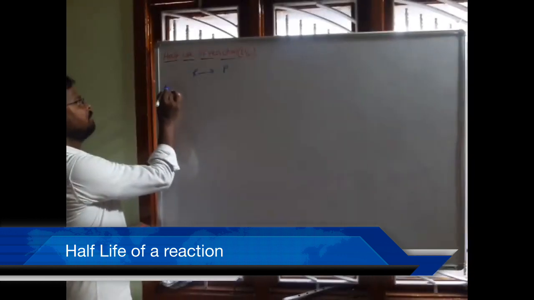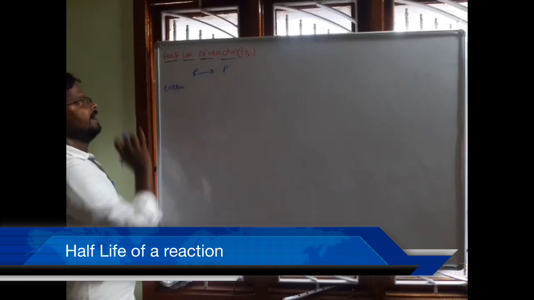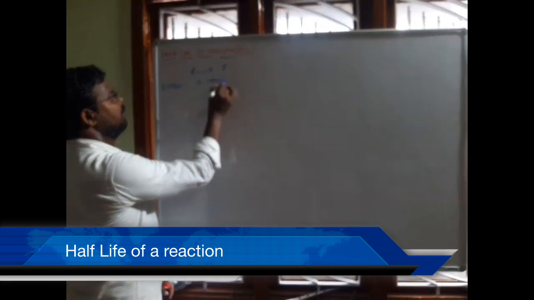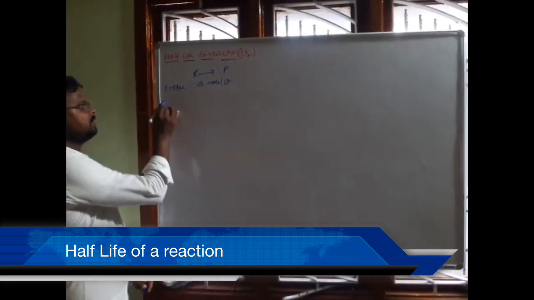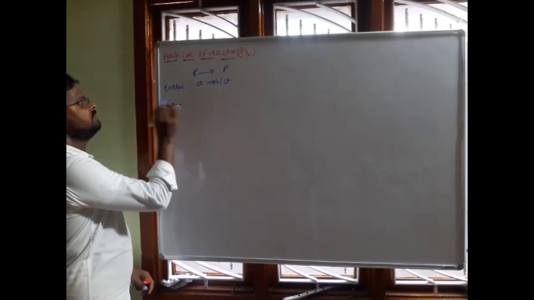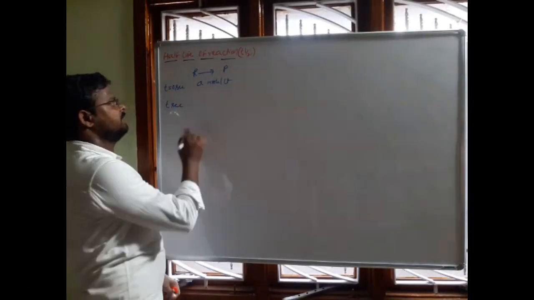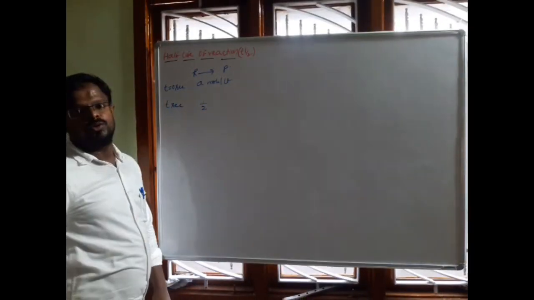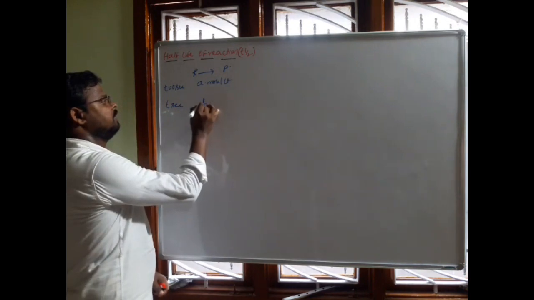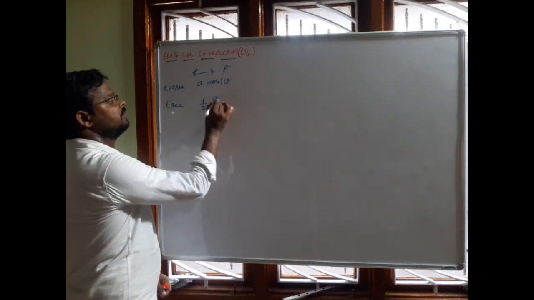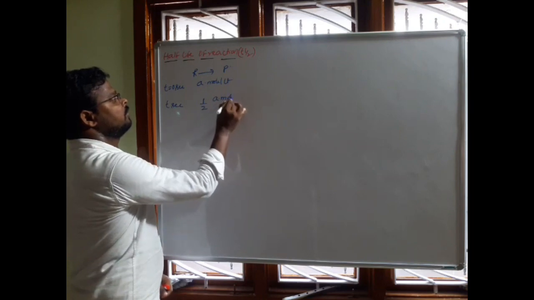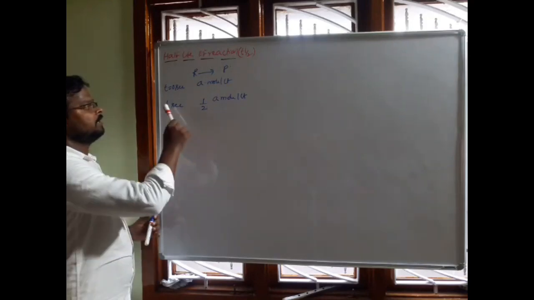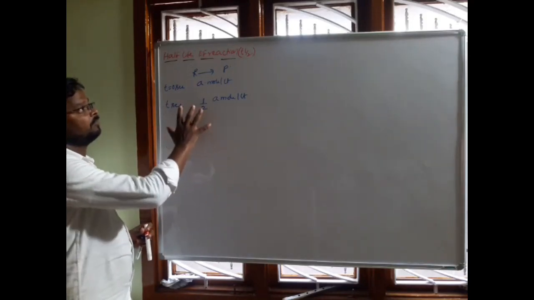Initially, at time t equal to 0 seconds, the concentration of the reactant is A moles per liter. At a certain time t seconds, if the concentration of the reactant is reduced to half of its initial concentration, that is 1/2 of A moles per liter, then the time is said to be T half. What does T half mean?